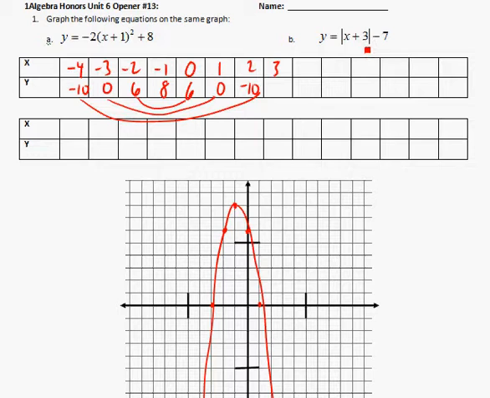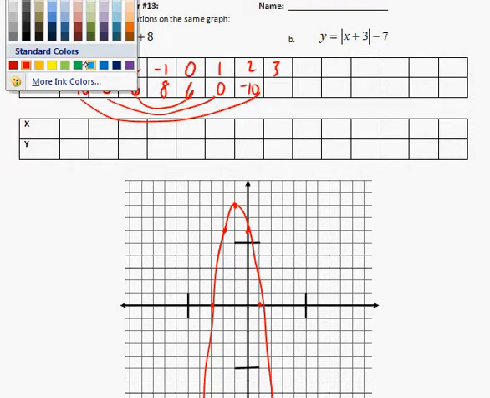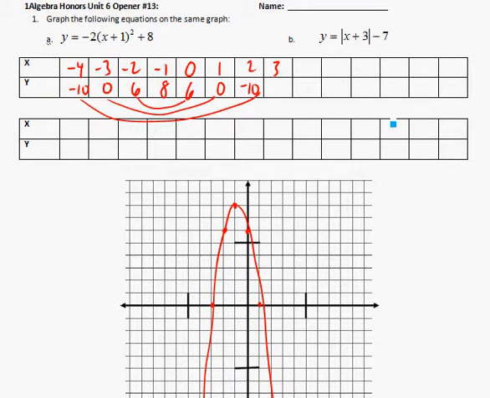Now, let's do the same thing for this absolute value equation. So again, I'll start with 0. 0 plus 3 is 3. The absolute value of 3 is 3. And 3 minus 7 is negative 4. So 0, negative 4 is here.